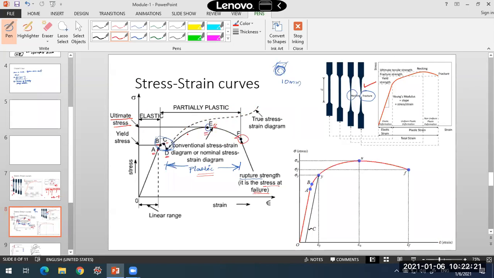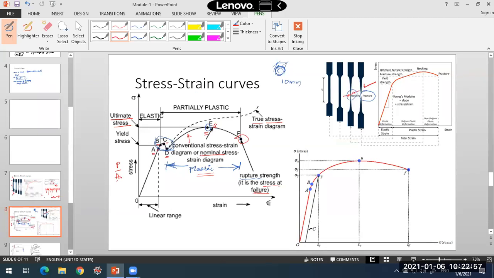Yes, this is the test curve that we calculate, called the conventional stress-strain diagram or the nominal stress-strain diagram. But actually, the true stress in the specimen will be something different. This is because we are not able to measure the reduction in area. When the specimen is put into the testing machine, we cannot measure at every instant what is happening to the cross-section area. With the elongation, the cross-section area is actually reducing. So the stress we had put as P by A.